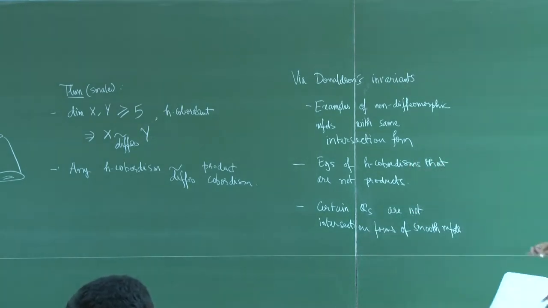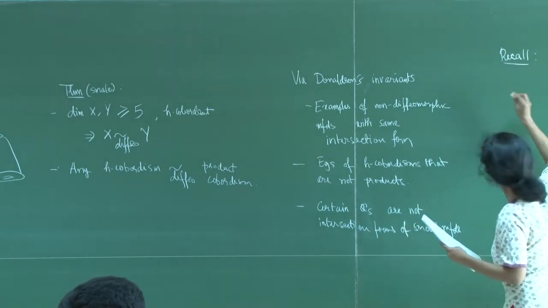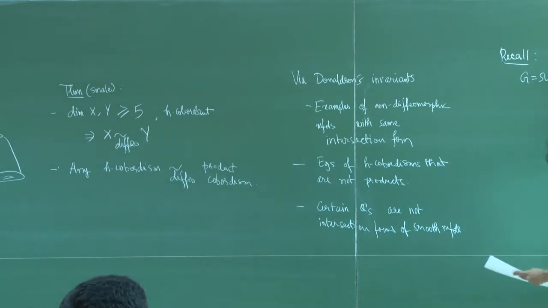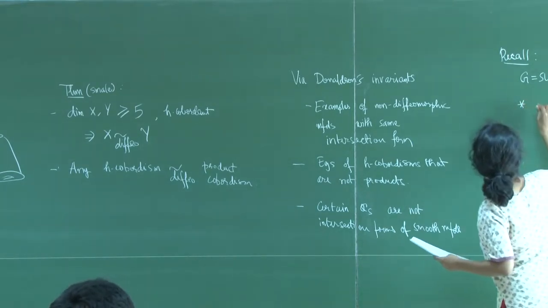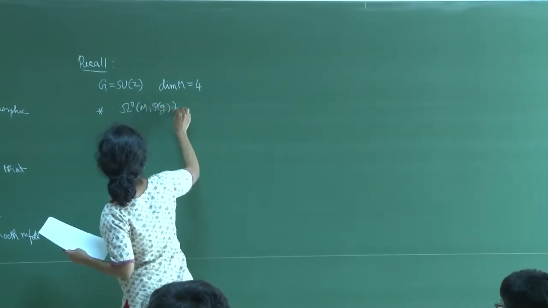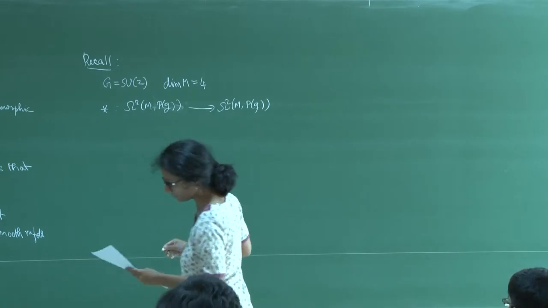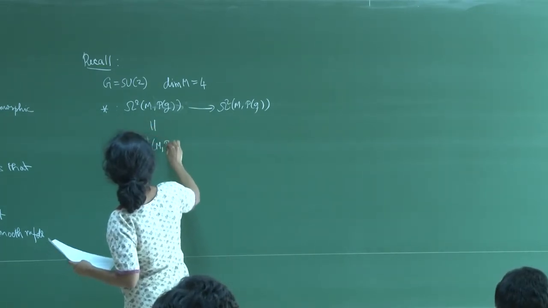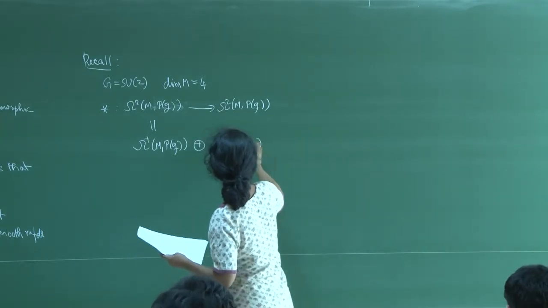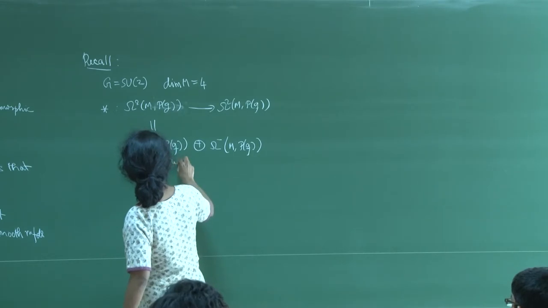Okay. So now let me recall the definition of ASD connections. We were working in the G equals SU(2) case, so we saw that the dimension of the manifold is 4. For any kind of two forms, you can take values of anything you want. The Hodge star gives an isomorphism, and so this thing splits into self-dual and anti-self-dual forms.